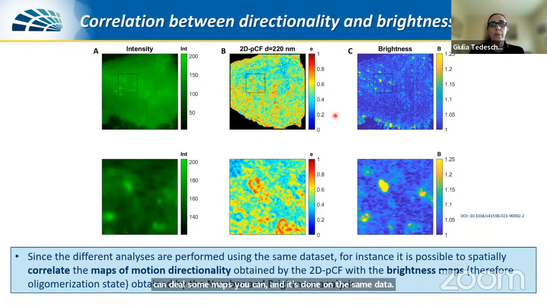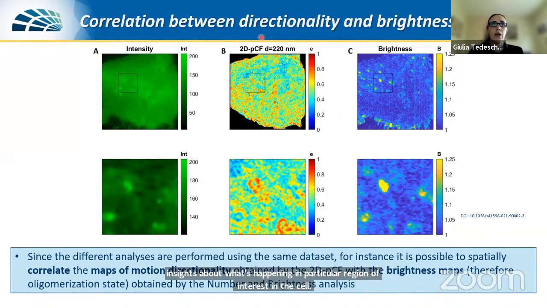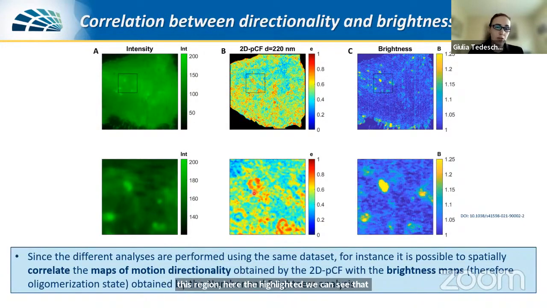You can also have more insights about what is happening in a particular region of interest in the cell. Here is an example on the same cell. We have the 2D PCF map and the brightness map. For example, in this region that I highlighted, we can see a really high eccentricity, meaning a pronounced directionality of motion, and this also corresponds to a higher brightness. So from this, you have the opportunity to further explore particular regions of interest in your cells, and you can also have maps for the MSD as well.